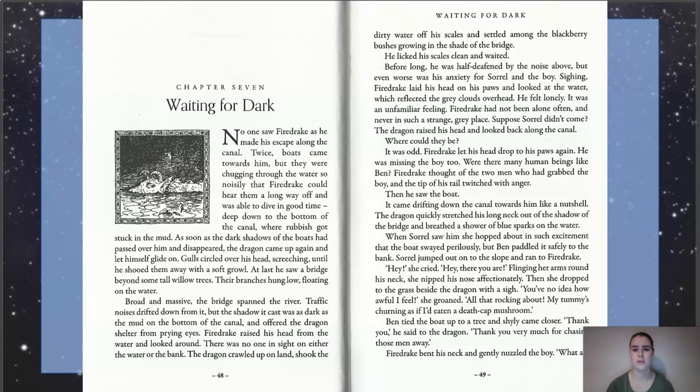Firedrake thought of the two men who had grabbed the boy and tipped his tail, twitched his anger. Then he saw the boat. It came drifting down the canal towards him like a nutshell. The dragon quickly stretched his long neck out of the shadow of the bridge and breathed a shower of blue sparks on the water. So I think he's almost done that to try and signify where he is, that he's hiding. When Sorrel saw him, he hopped about in such excitement that the boat swayed perilously.